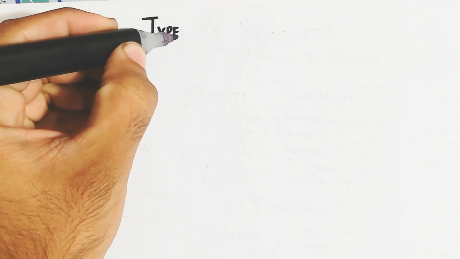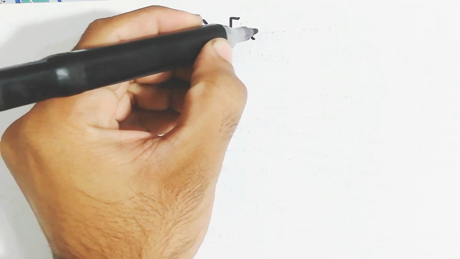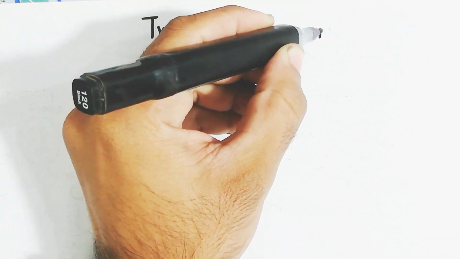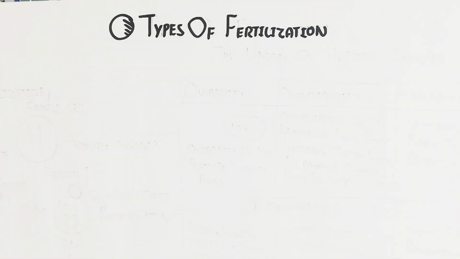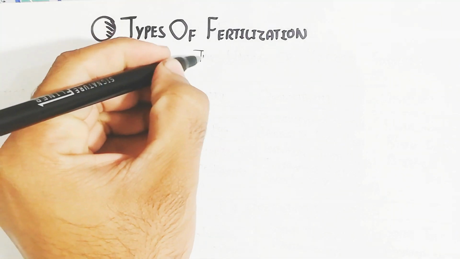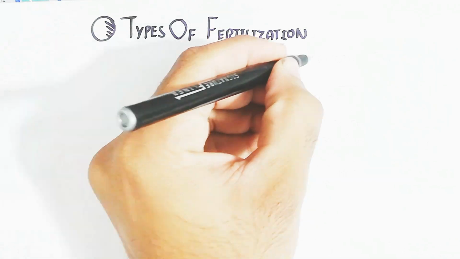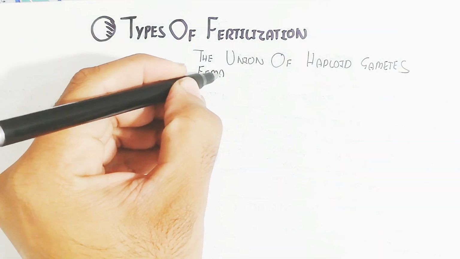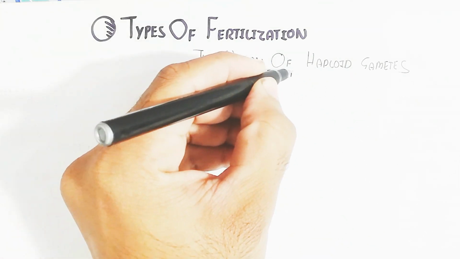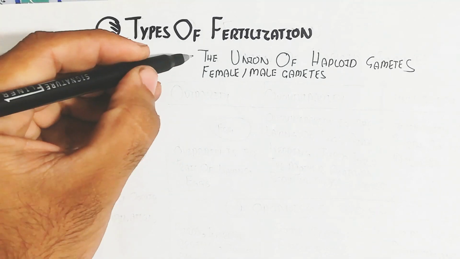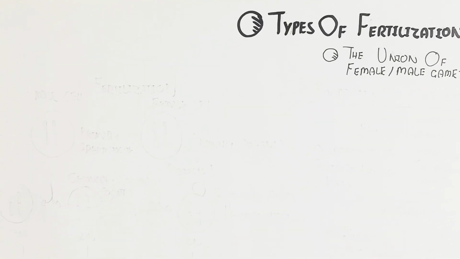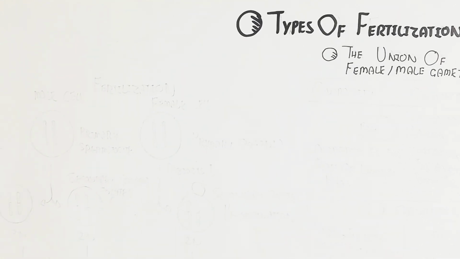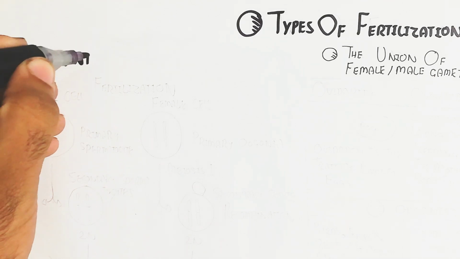Hello, in this video we will understand the types of fertilization. But first of all, we will learn about the mechanism of gamete formation and fertilization. The union of haploid gametes, female and male, combining together to form a zygote is known as fertilization. So it is basically a developmental process, and we will understand the types of fertilization.